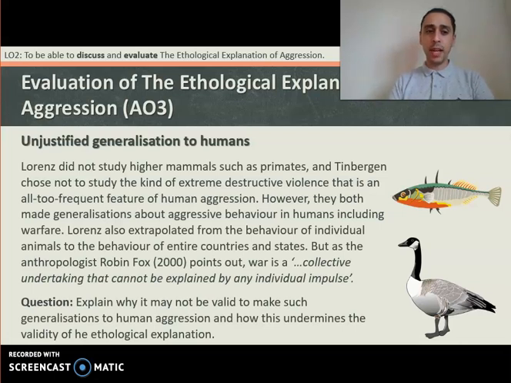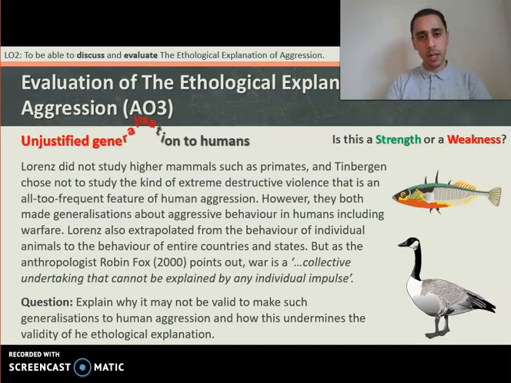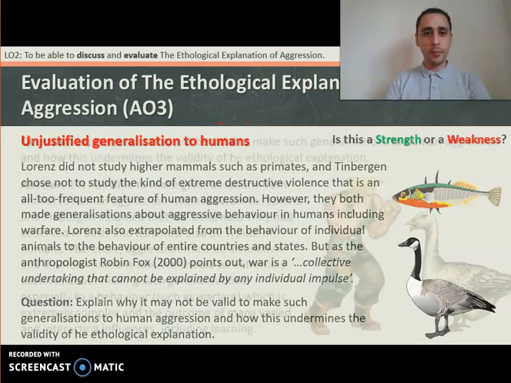Lorenz also extrapolated from the behavior of individual animals to the behavior of entire countries and states. But as the anthropologist Robin Fox points out, war is a collective undertaking that cannot be explained by any individual impulse. No individual aggressive impulse can explain something as complex and political as warfare. Is this point a strength or a weakness? Well, this has got to be a weakness. How generalizable is the research that's done by fish and geese to human aggression? So that's a weakness. Here's the question.